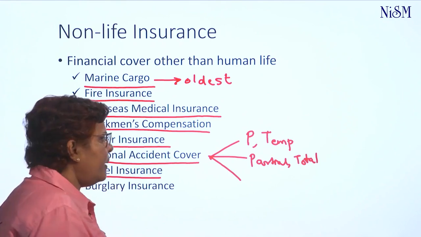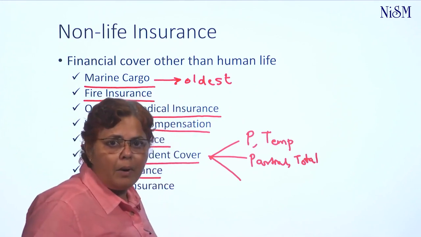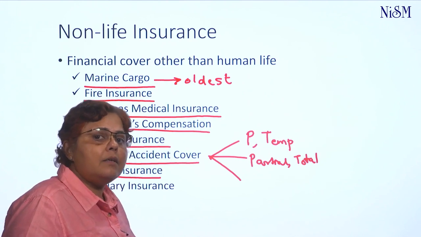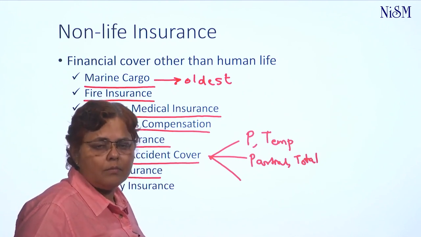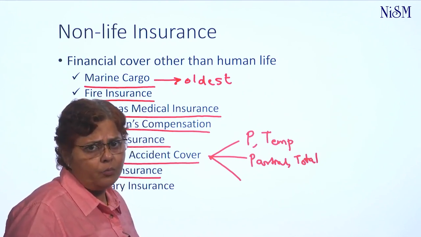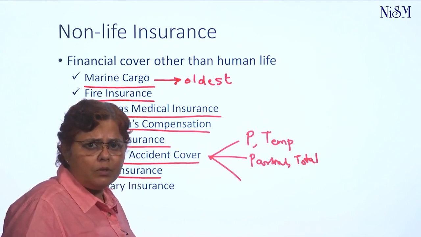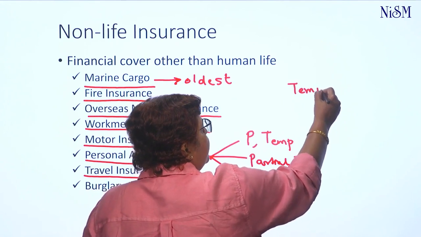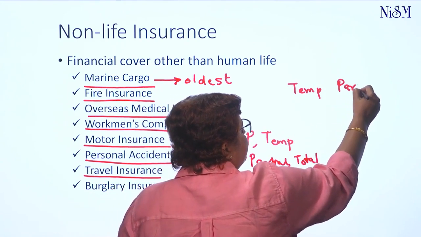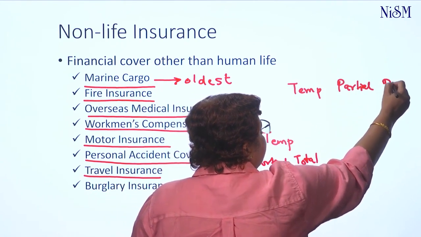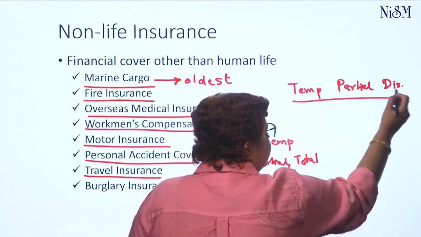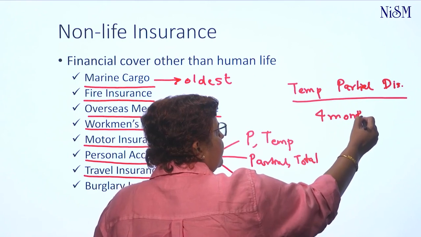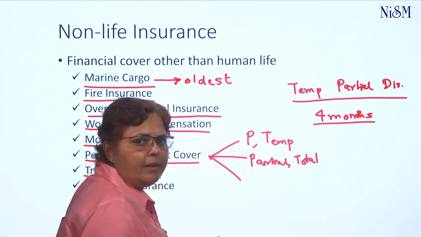For example, suppose a person is driving a bike and meets with an accident and his leg is badly fractured. It has to be operated on 2-3 times, and as a result, he has got a temporary partial disability, and the doctor has advised him that for the next 4 months that person will have to take bed rest.